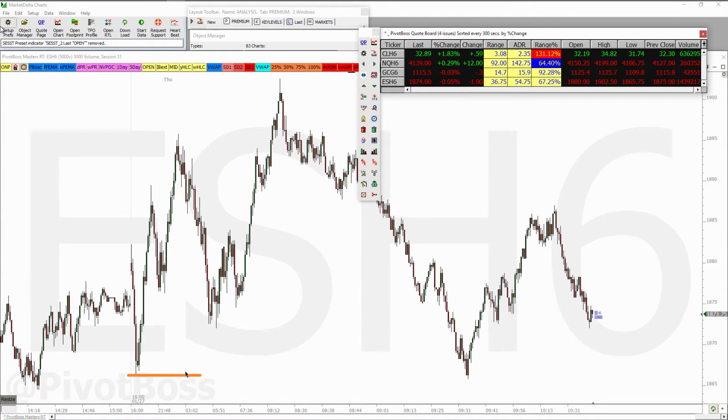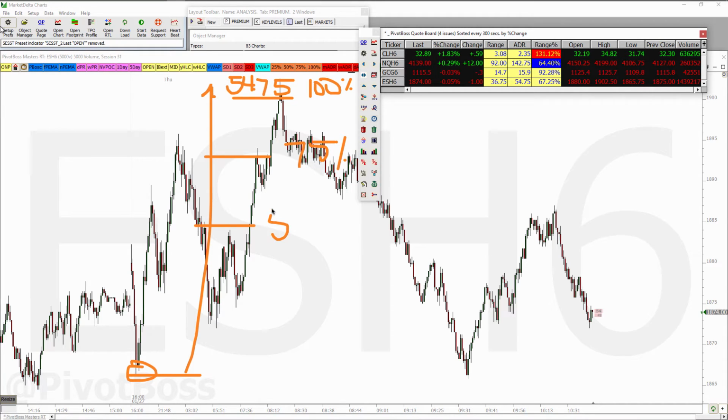what you would do is you would take this low and then you would forecast up 54.75 points. In doing so, if you take that low and forecast it up, that gives you the 100% ADR target on the upside. And then you would take 75% of this figure, and that would give you your primary 75% target. You would take 50% of that figure, and you would get your 50% scaling target. You take 125% of this figure, and that puts you up here at a 125% scaling target.